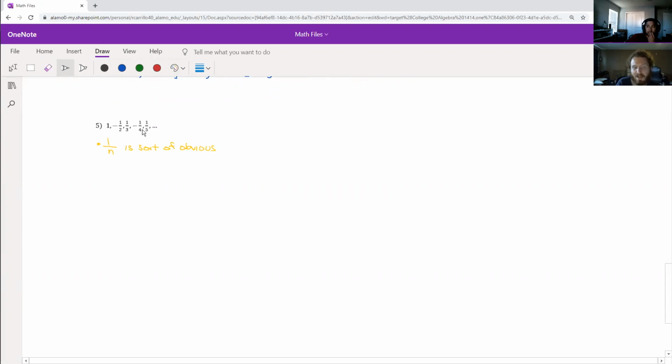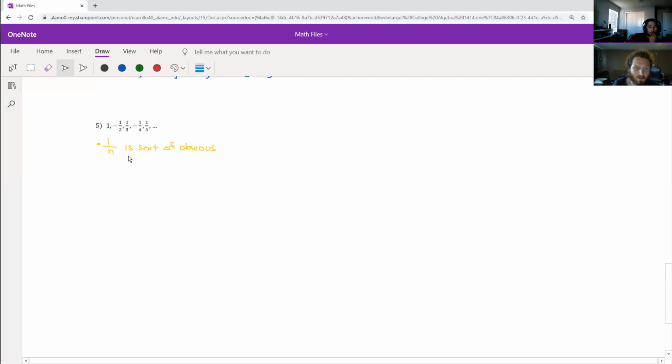We're just getting that every time, right? So we get 1 over 1, 1 over 2, 1 over 3, 1 over 4, 1 over 5, right? That's kind of obvious, but that only gives us our positive numbers. So we have this simpler one. Let's try to work backwards and figure out how do we alternate this negative sign.